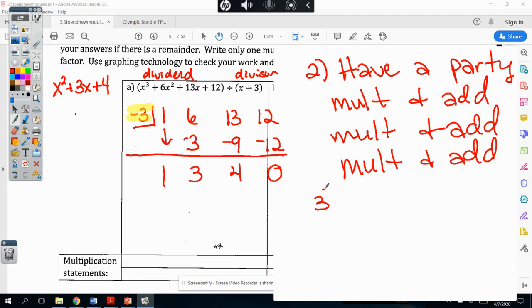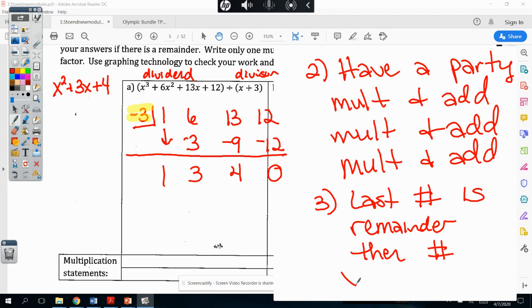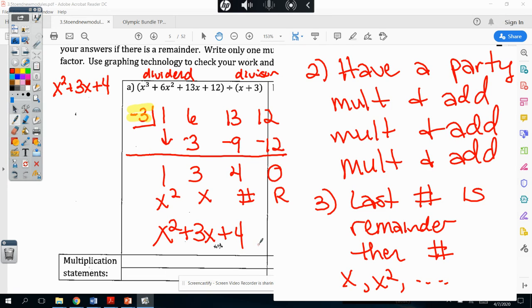When you are done, the last number is the remainder. Always. Then it goes number, x squared, and so on. So below it, I'll put remainder, number, x squared, and guess what? The answer is x squared plus 3x plus 4. And we are done. That's it. We knew the answer was that, and that's what it is. Now, it seemed like it took a long time because I wrote all the steps, but when I do the next problem here, you're going to say, oh, this is awesome, and it is. If it works, you should always do it. It is so much better.